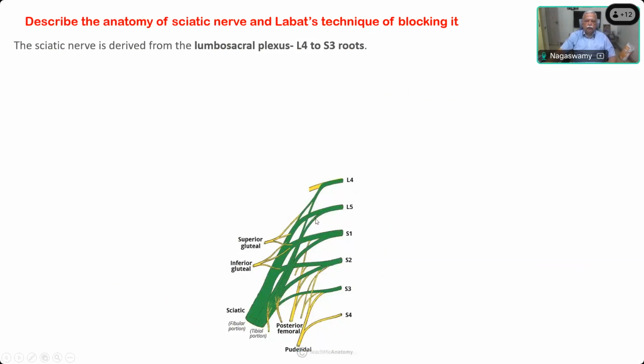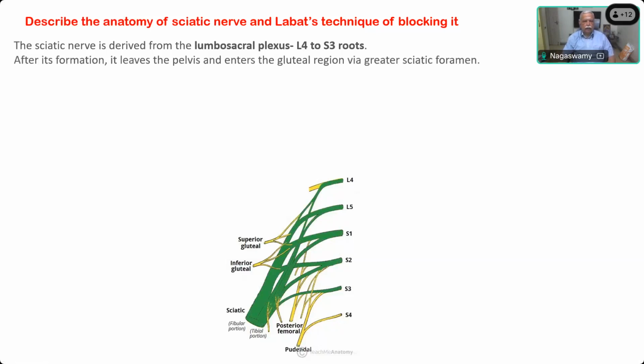Okay, so you should be able to draw all these lines correctly, and also mention the branches coming off at the formation stage, and how the sciatic nerve is formed in the two components, namely the tibial component and the peroneal or fibular portion. Okay. So all that description is given in the book, so that is not a problem.